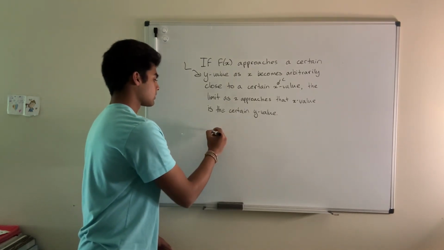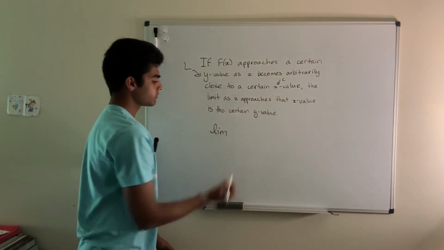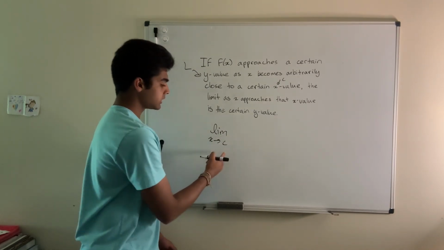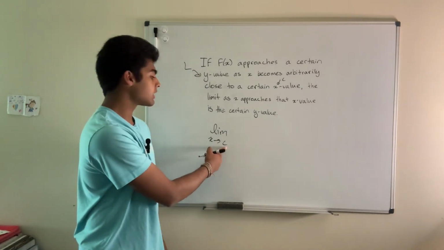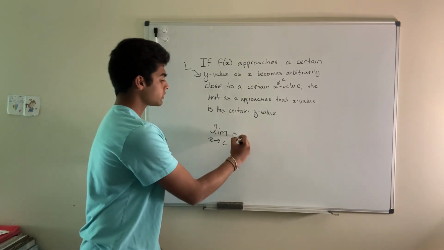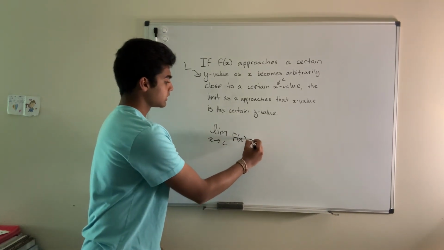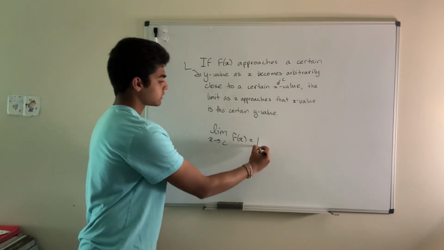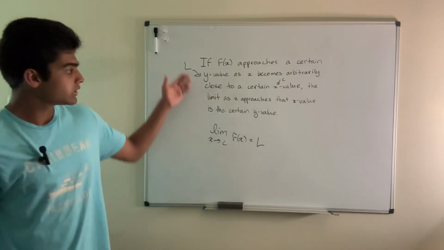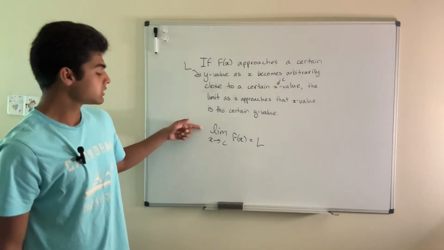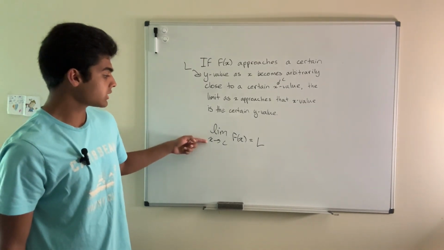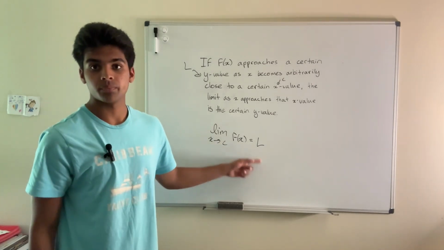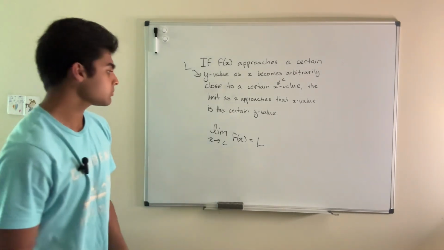The limit as x approaches c, where c is a certain x value, of the function f of x equals a certain y value, which is L. These two are the same thing. This is just saying the limit as x approaches c of f of x is equal to L. So that's what that means.